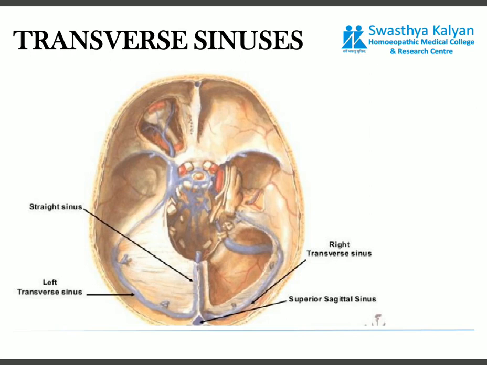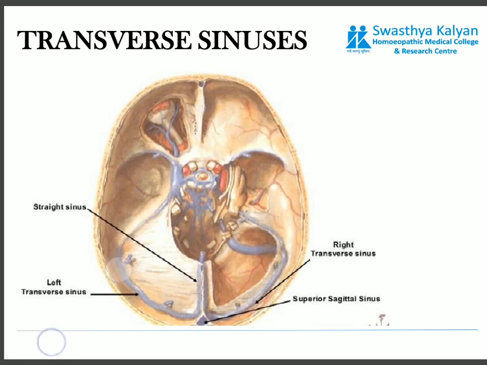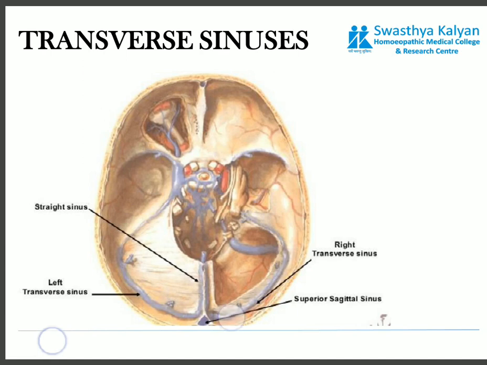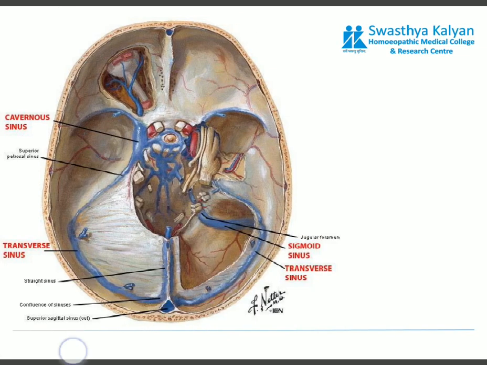So the transverse sinuses, you can see here in the figure, are named so because of the direction in which they are placed. They are large sinuses, the right usually larger than the left, situated in the posterior part of the attached margin of tentorium cerebelli. In this figure you can see the tentorium cerebelli. This is a fold of dura mater like the falx cerebri, and these are the transverse sinuses in the posterior attached part of this tentorium cerebelli.